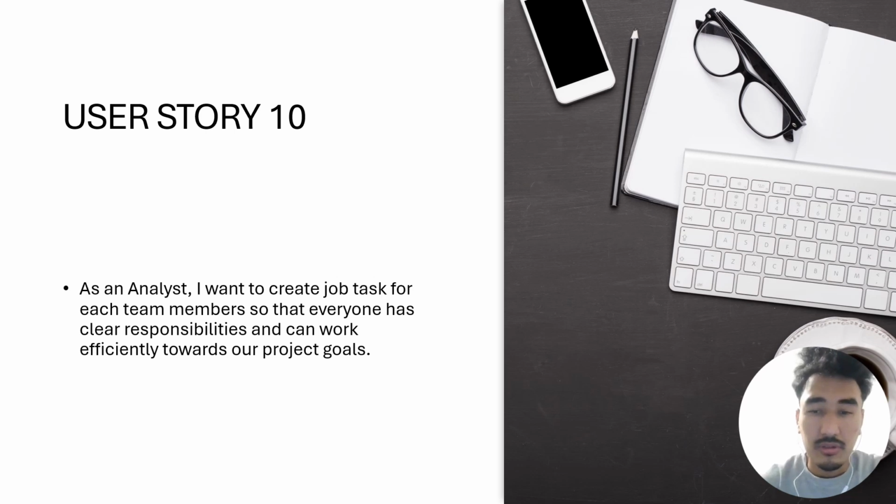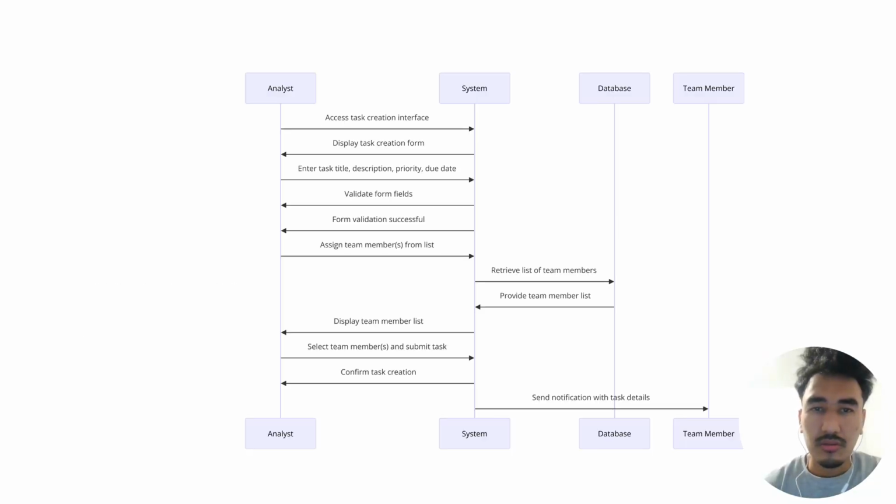So, the first user story I worked on was: as an analyst, I want to create job tasks for each team member so that everyone has clear responsibilities and can work efficiently towards our project goals. For this, I created a sequence diagram in which the elements were analyst, system, database, and team member.